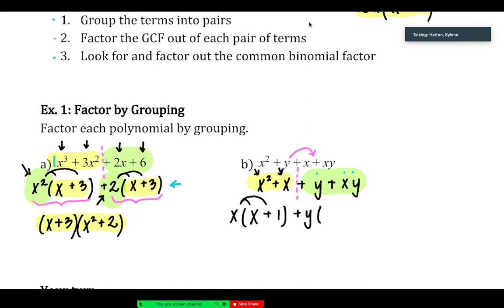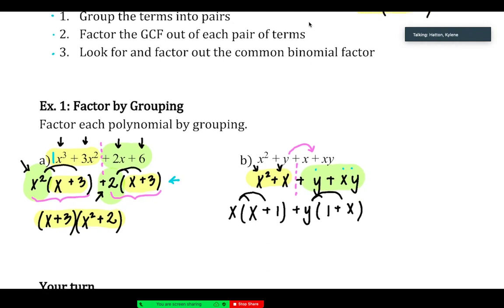And then I can think: y times what is going to get me back to y? Well, I would just have to multiply it by 1. And then y times what is going to get me back to x times y, or y times x? Well, I would have to multiply it by x. And remember, if you're not sure that it's going to get you back to the right place, you can always check by distributing, or you can do it off to the side.